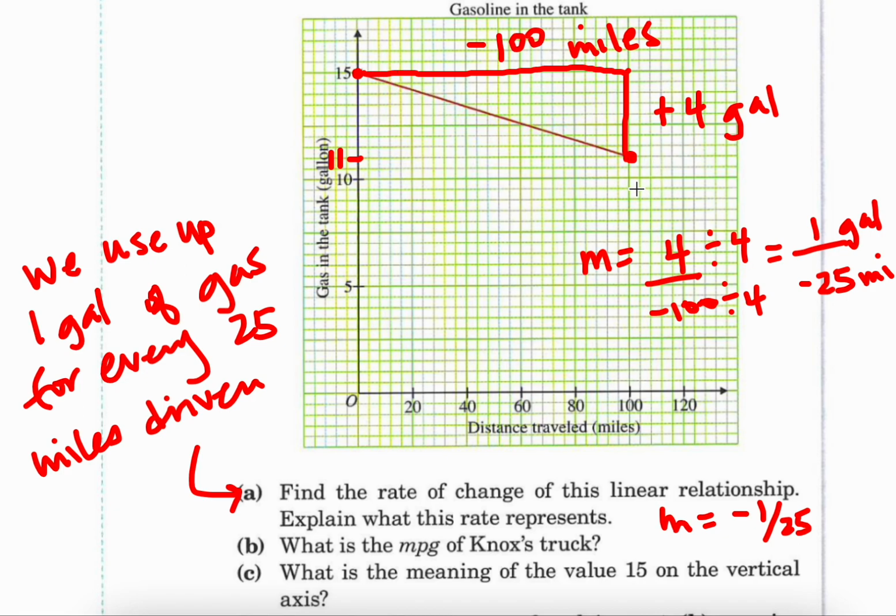Okay, because it's going downwards, it's decreasing. That's why it's negative, using up. If it were positive 1 over 25, then it would be like gaining gallons of gas, but obviously that doesn't make sense in this problem. Okay, so rate of change, negative 1 over 25. And since it's negative, it means that we use up 1 gallon of gas for every 25 miles driven.